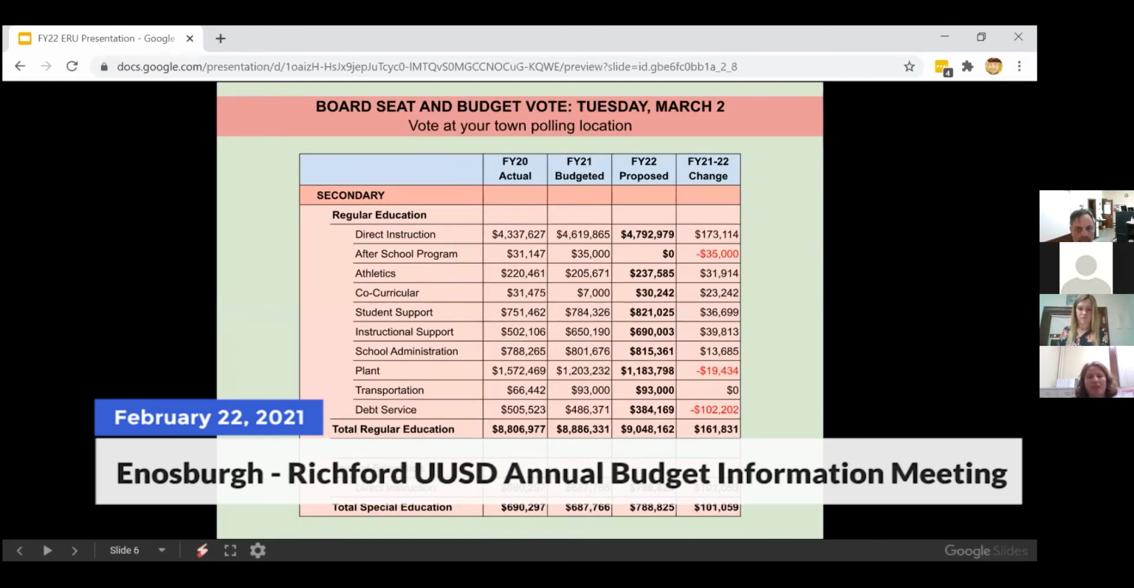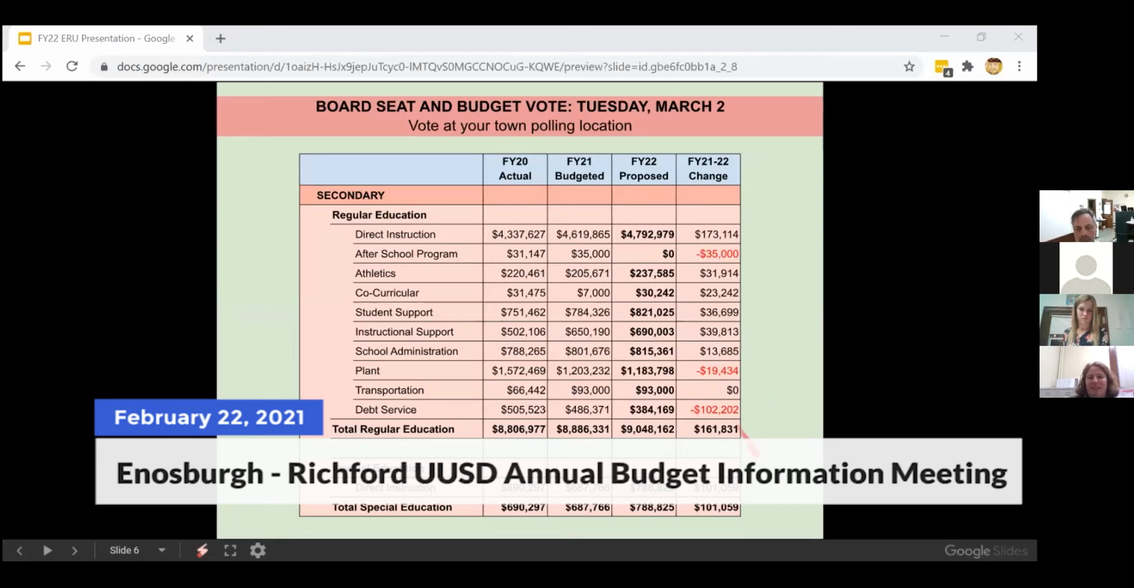Great. So now we're on to the secondary, so the high schools. Again, you can see the direct instruction is up, and that is a result of salary and health insurance costs. And again, there's that after school program where you can see there's a decrease. And again, there's that plant line where you see that there's a decrease. Now the debt service, you can see that's a pretty healthy decrease.